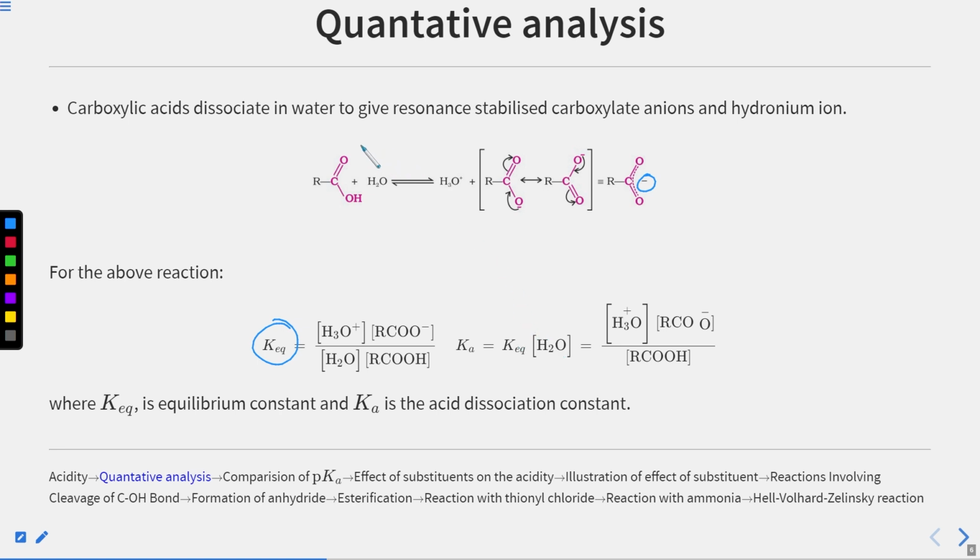Now the chemical equation that we will deal with is this. What are the reactants here? The reactants are carboxylic acid and water, and the products are the hydronium ion and the carboxylate ion. So the expression is the carboxylate ion concentration multiplied by the H3O plus ion concentration, divided by the concentration of water on the reactant side multiplied by the concentration of carboxylic acid on the reactant side.